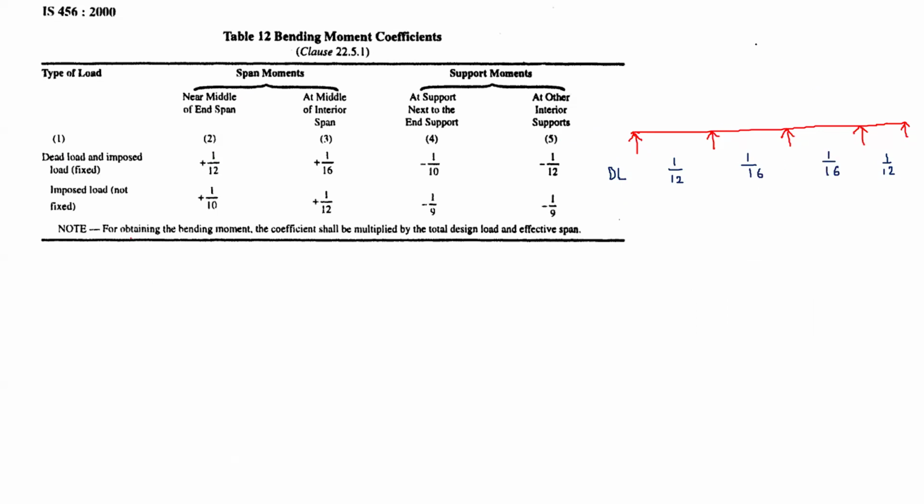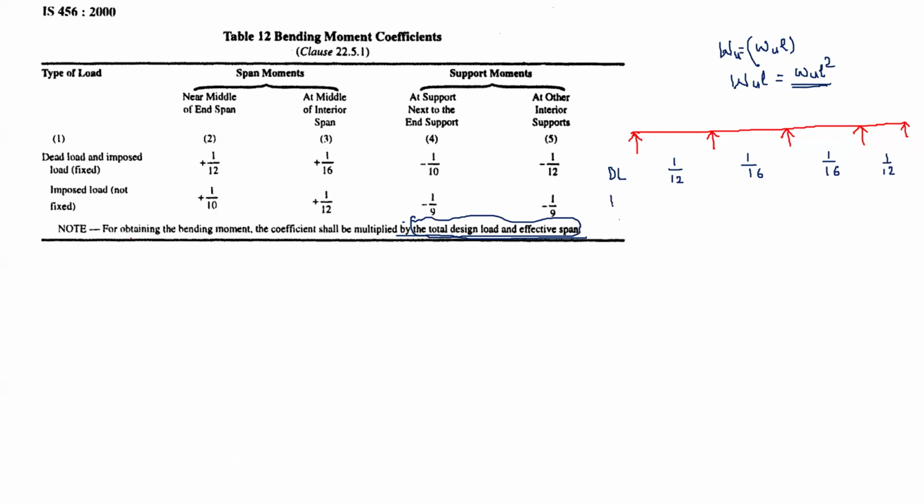We have to find WU into, below. You can see the coefficient shall be multiplied by the total design load and effective span. Total design load means WU into L, and multiplied by span means WU into L, so it will be WU into L square. This was asked once and the student was not in a position to say where these values are given. So this is the total design load and effective span.